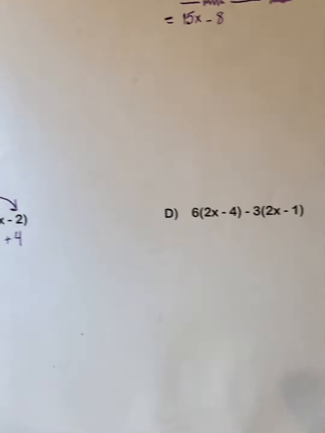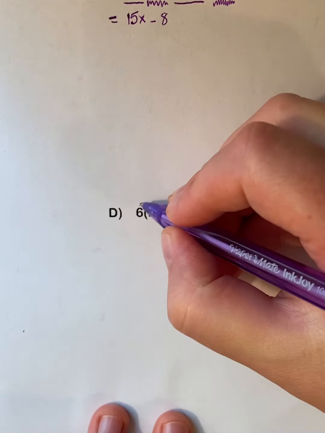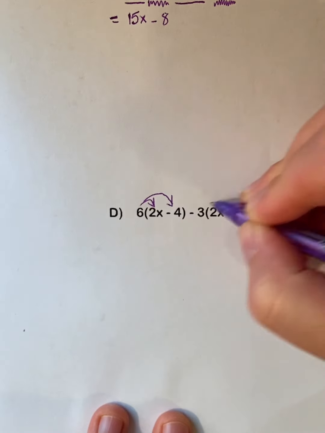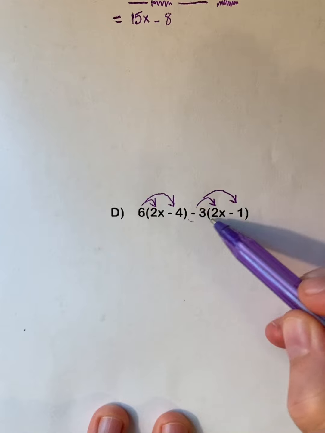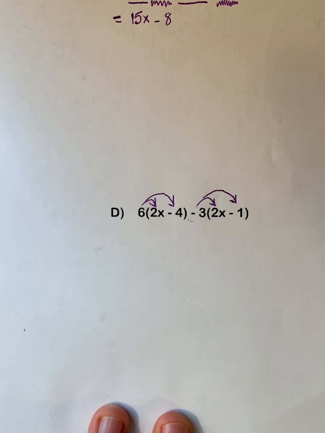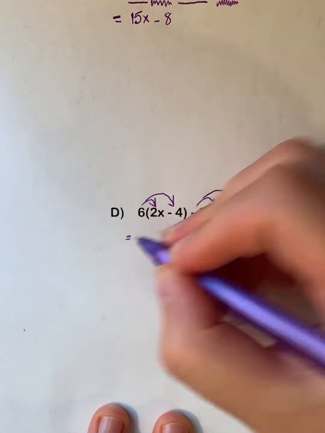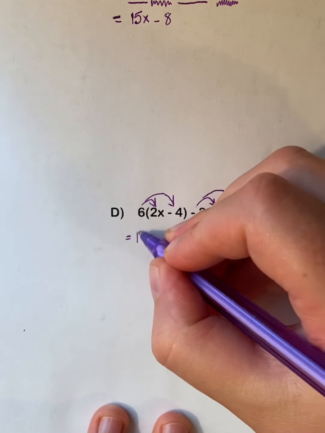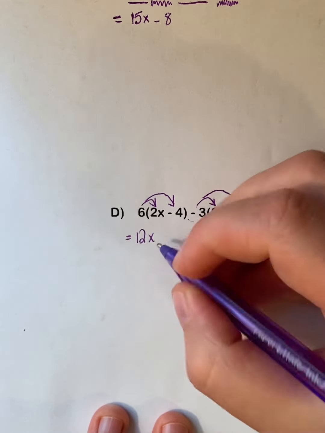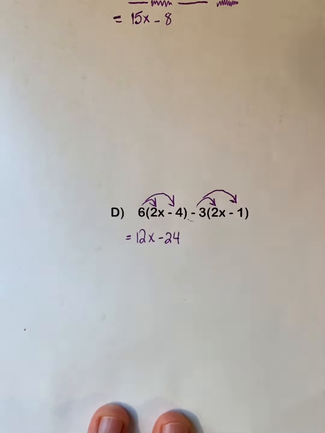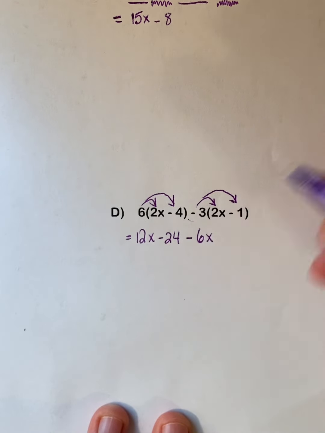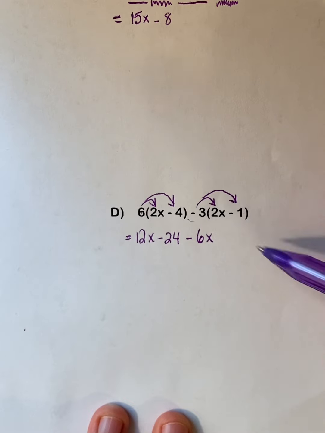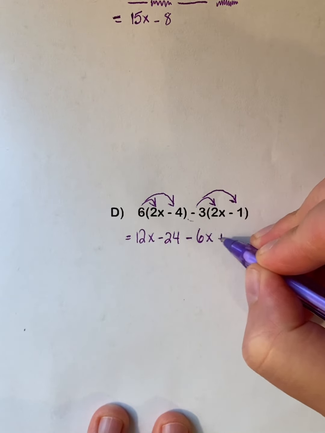Okay. And then this one over here, I have to do this, but I have to do it twice. Make sure you're remembering to carry the full piece. So I've got 6 times 2x is 12x. 6 times negative 4 is negative 24. And then negative 3 times 2 is negative 6x. Then negative 3 times negative 1 is positive 3.